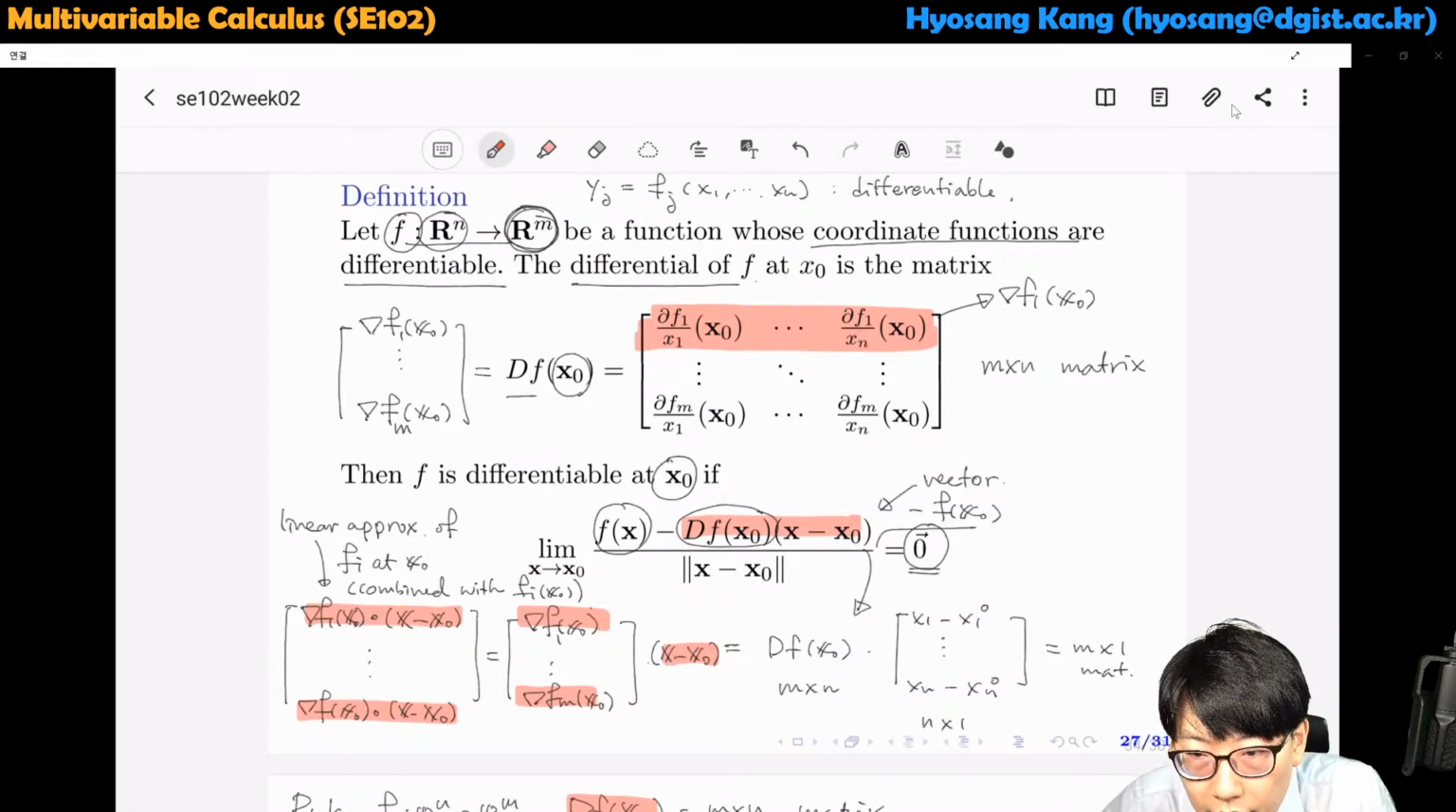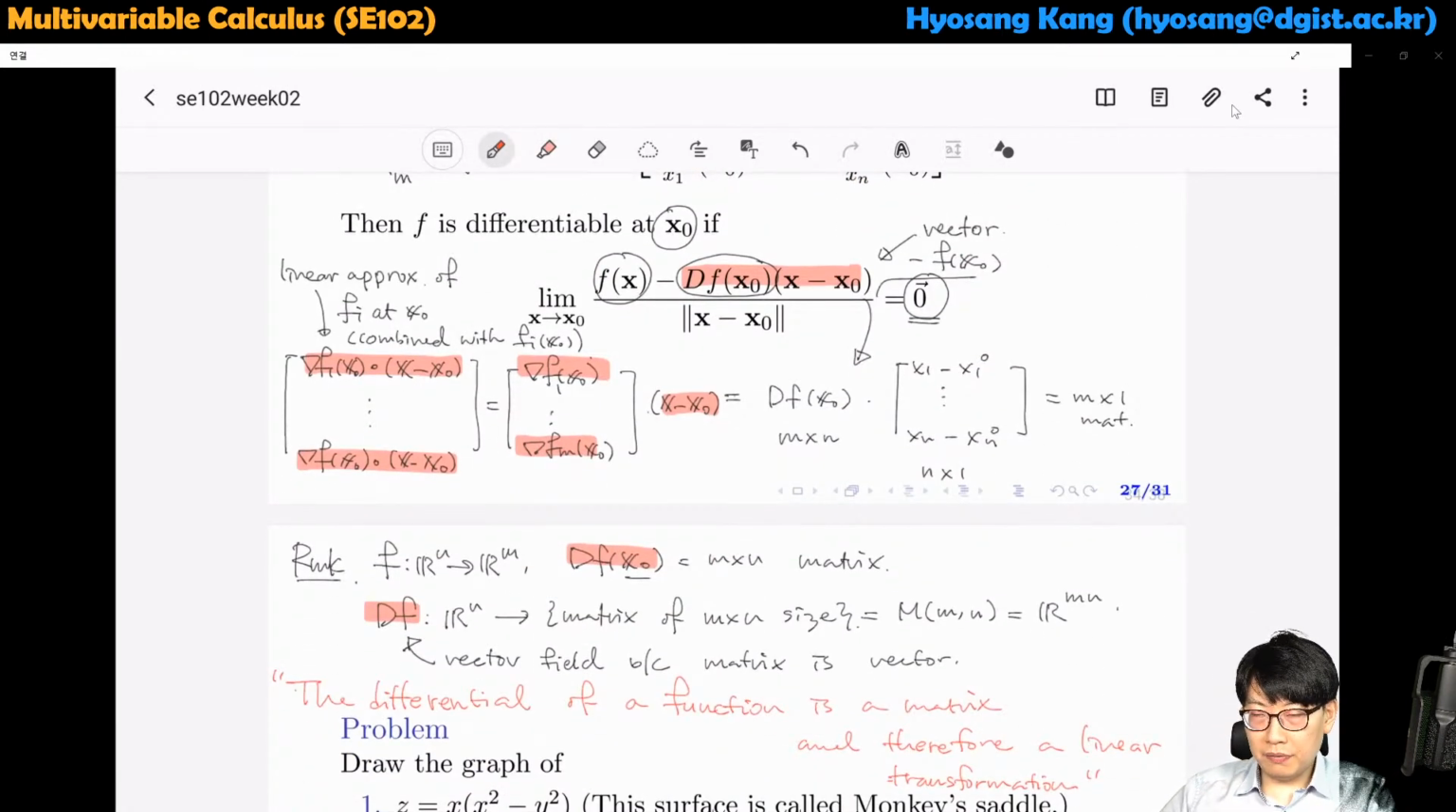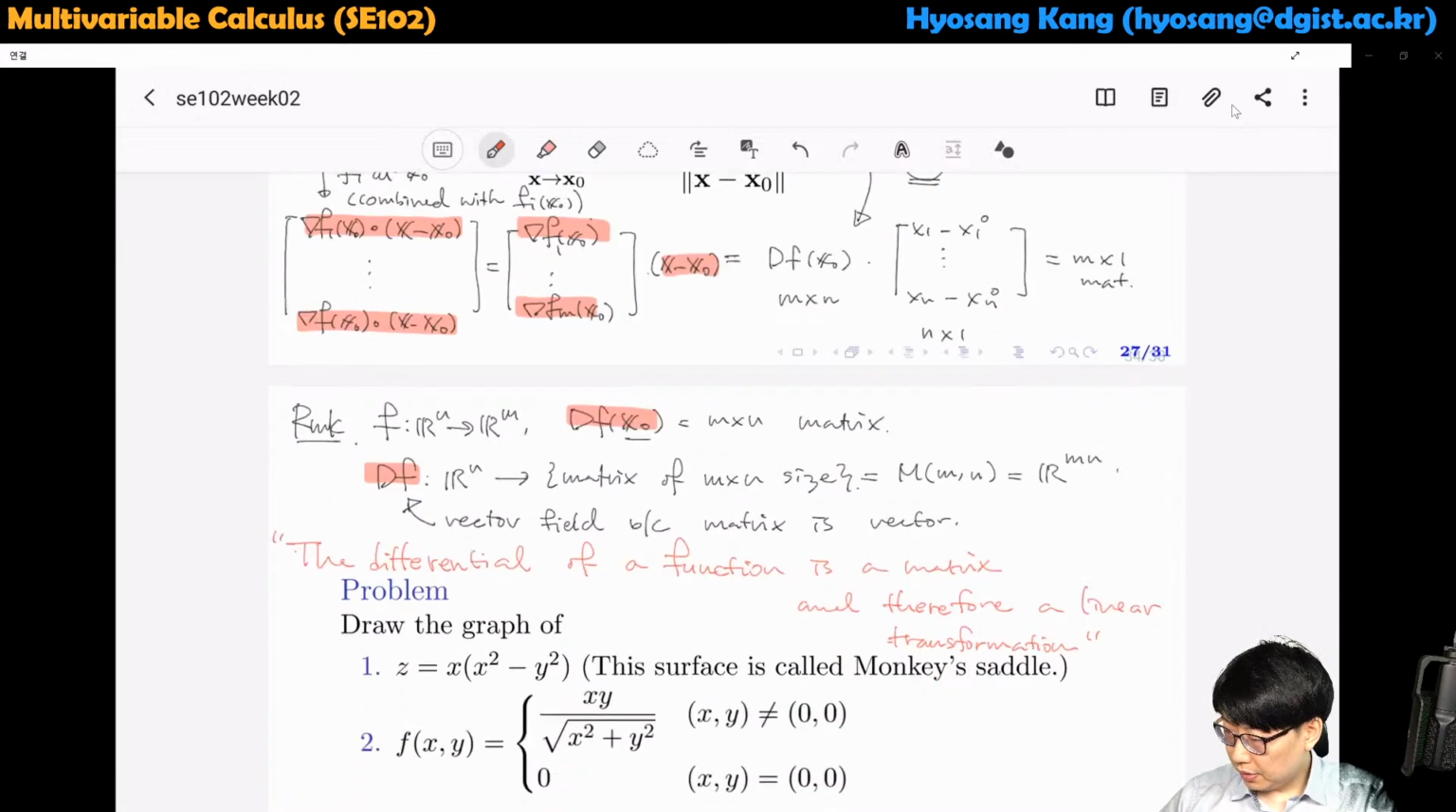You asked why the differential is a linear transformation. A good question. To give a full answer, we need the chain rule, which we're going to learn right now. But let's think about the single variable function case first.